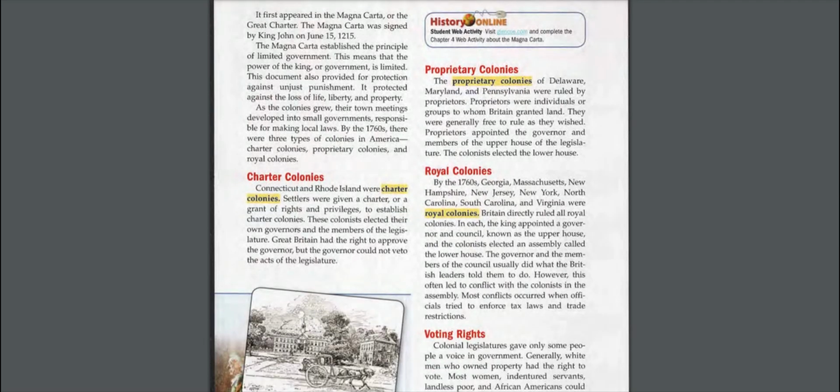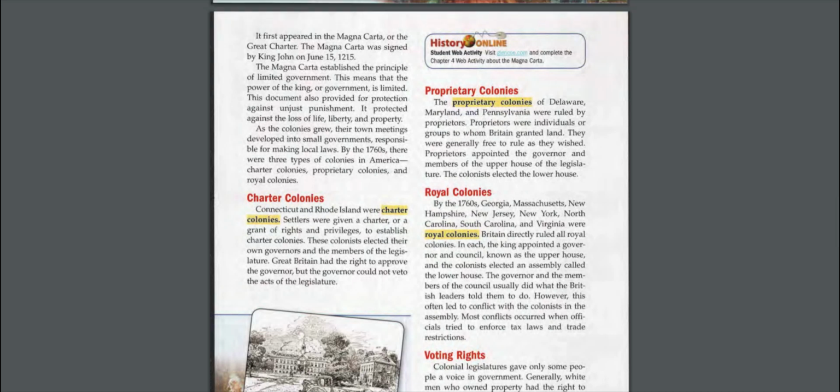Connecticut and Rhode Island were charter colonies. Settlers were given a charter or a grant of rights and privileges to establish charter colonies. These colonists elected their own governors and members of the legislature. Great Britain had the right to approve the governor, but the governor could not veto the acts of the legislature.